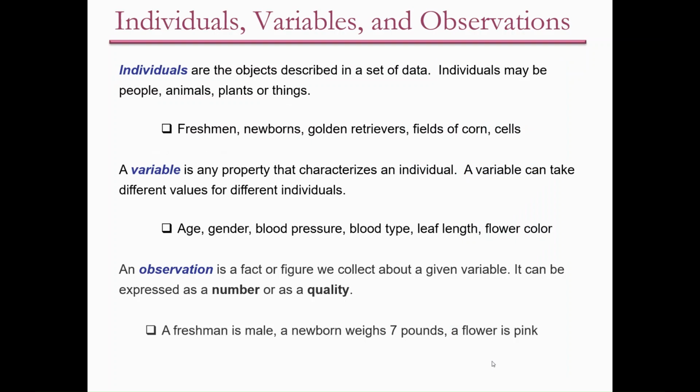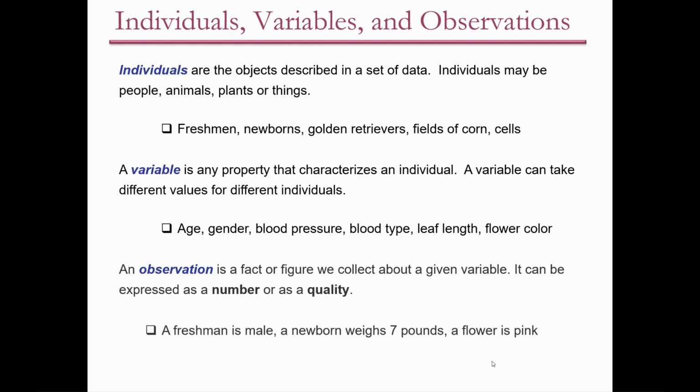And then we have a few more definitions here: individuals, variables, and observations. So, an individual is simply either a person, an animal, a plant, or a thing. I've listed a few examples down here, but these are essentially the individuals or objects involved in our study. Up there it says in our data set.